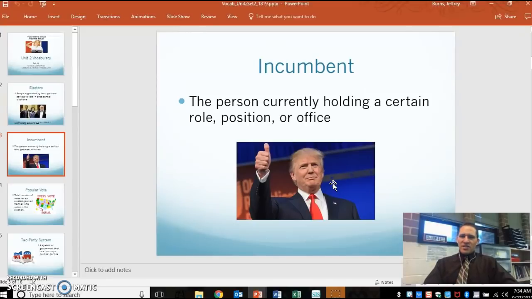Incumbent, right? Donald Trump is the presidential incumbent right now. He's the president that's holding office, the person that's currently holding an office or a position. Right, I'm your incumbent civics teacher, I guess you could say.